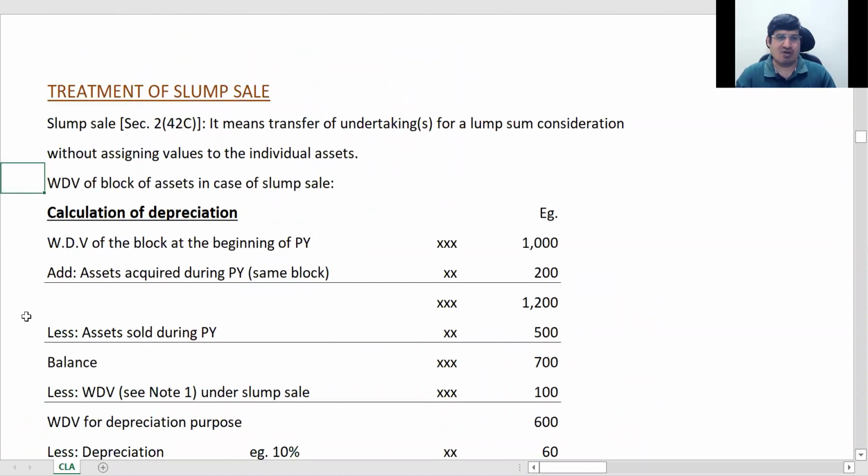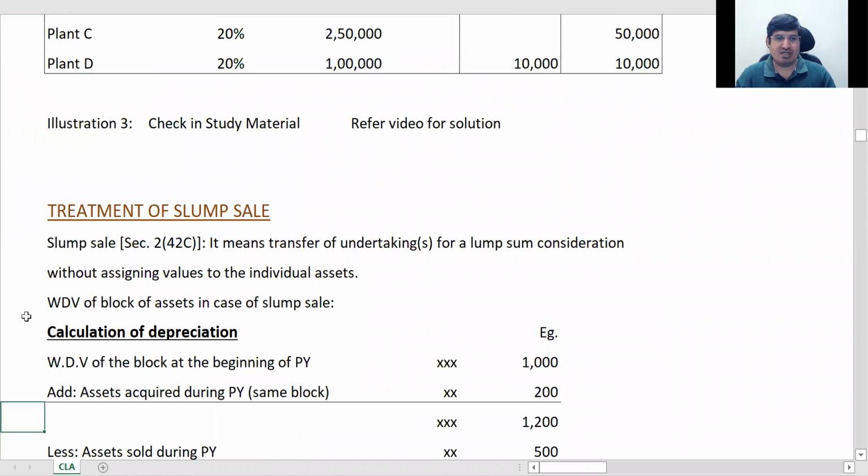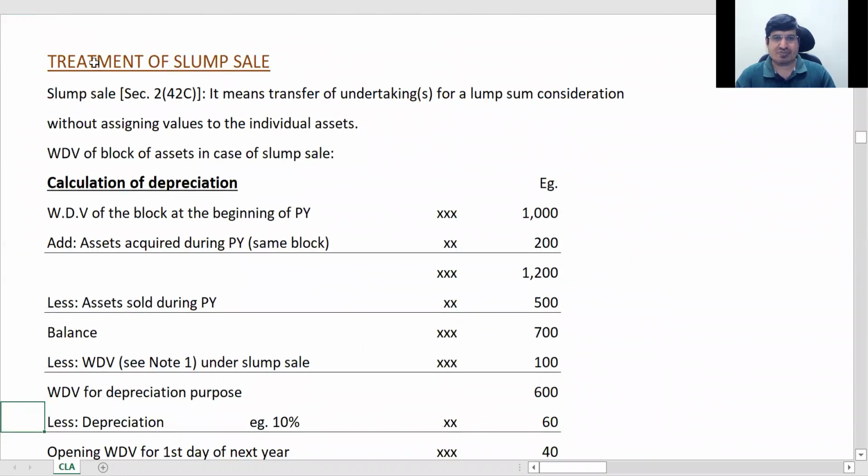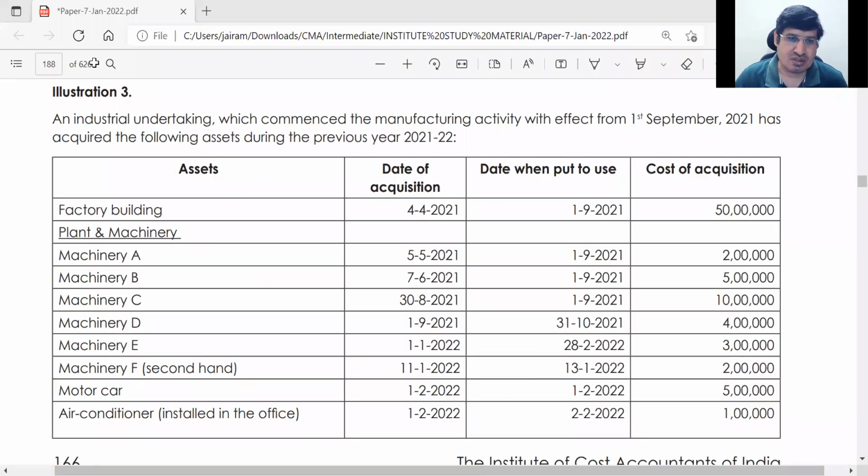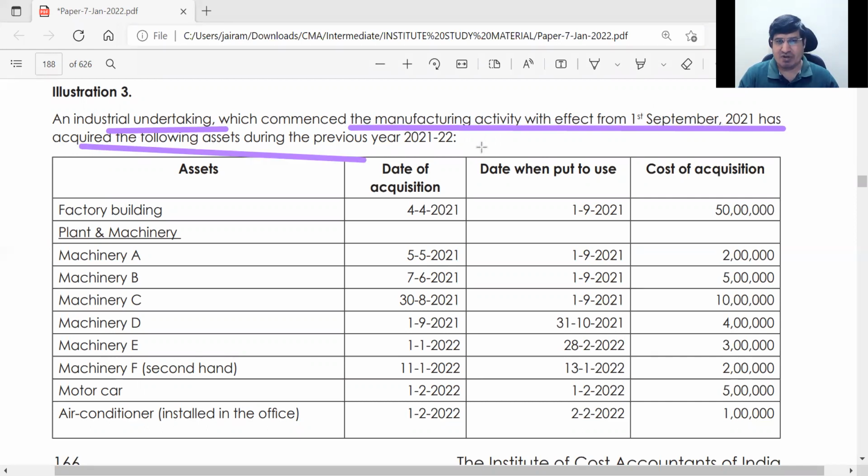Next we'll do one more problem, illustration 3. So illustration 3 says an industrial undertaking commenced the manufacturing activity from 1st September 2021. So we all know that the opening WDV is 0. It commenced from 1st September 2021, and it acquired the following assets in previous year 21-22.